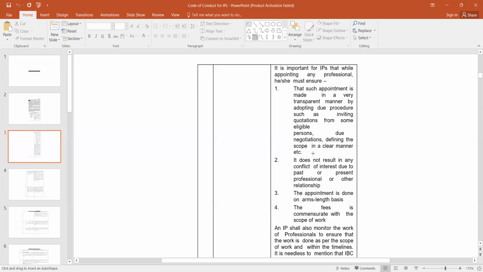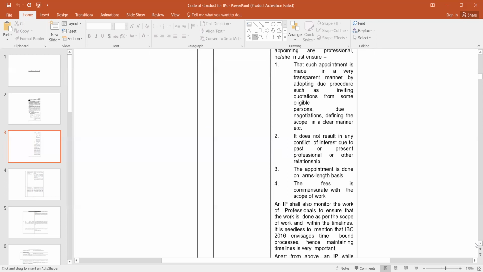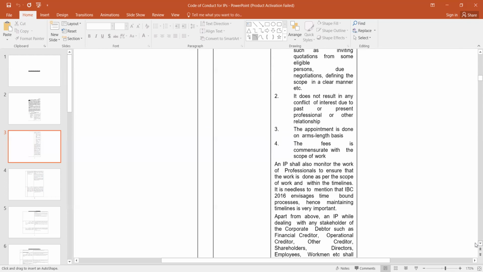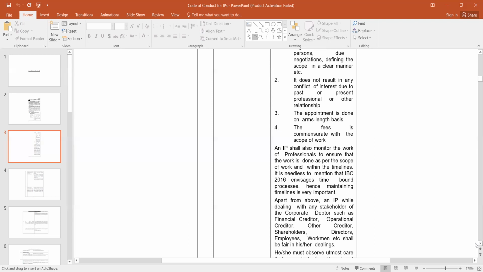Second is, it does not result in any conflict of interest due to past or present professional or other relationship. So you have been an auditor, you have been a consultant to the CD, and now you have been appointed as IP or IRP or bankruptcy trustee or something of that sort. There should not be any conflict of interest due to past or present professional or other relationship. Third is, the appointment is done on arm's length basis and the fees is commensurate with the scope of work. It's not that the work is very minimal, but the fees you are charging is abnormally high. Then also you will not be considered to be a man of integrity and objectivity.